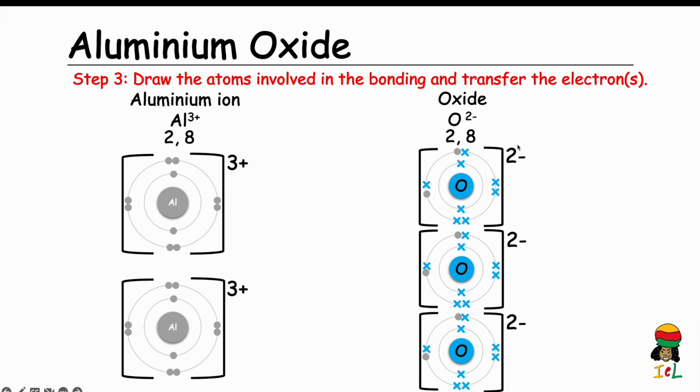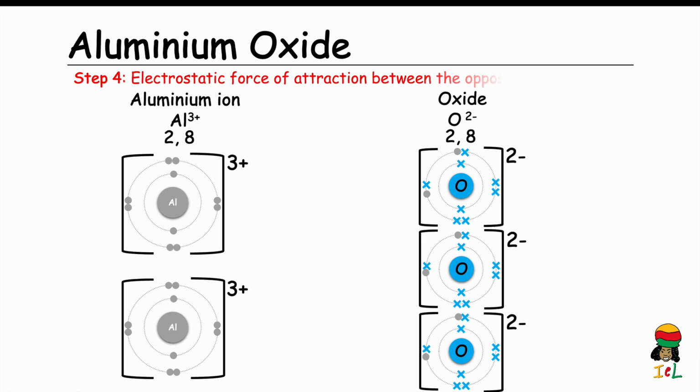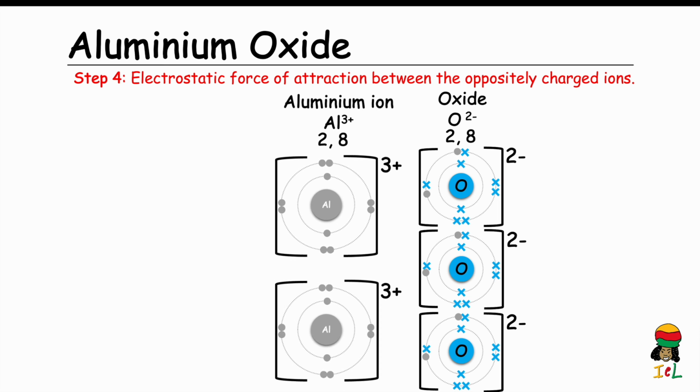The charge on each oxide is 2 negative because each oxide gained or accepted 2 electrons. Therefore, the stable electron configuration for each oxide is now 2,8. That brings us to the fourth and final step, where the electrostatic force of attraction between the oppositely charged ions pulls them together. And remember, that electrostatic force that pulls the ions together or causes them to attract is the ionic bond, which is very strong.